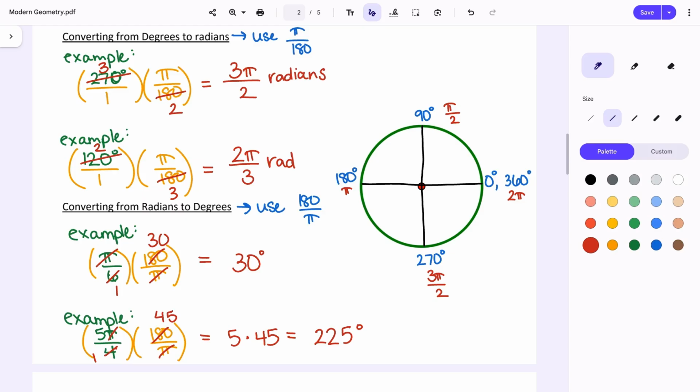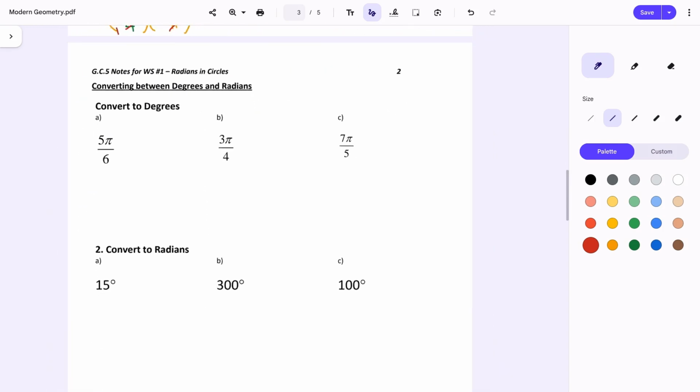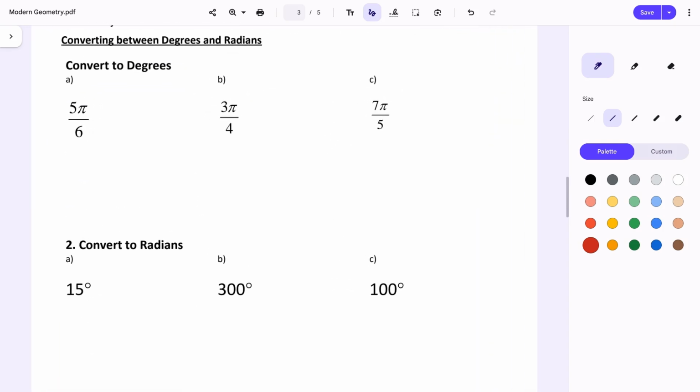Now, what I would like you guys to do is turn your page over. There are some examples here that go between both ways. The first 3 are doing what we just ended with, going from radians to degrees, and then the last 3 are going back from degrees to radians. I'm going to give you guys a couple of minutes here to go ahead and do all 6 of those on your own, and then we'll come together and see what you guys got for answers.